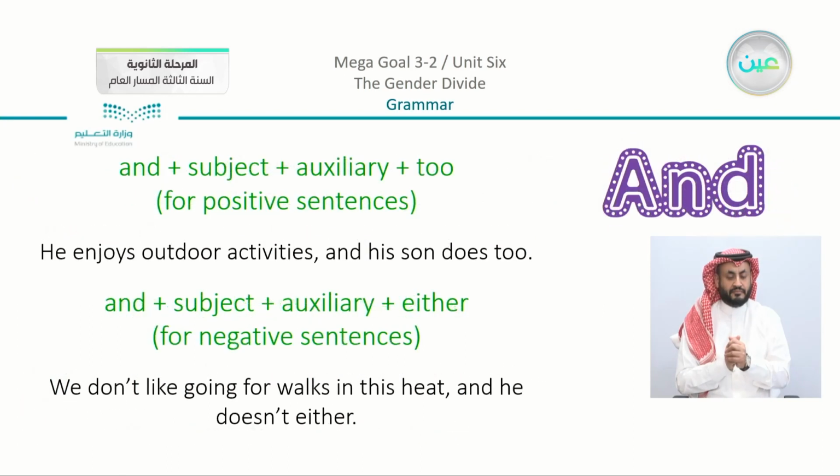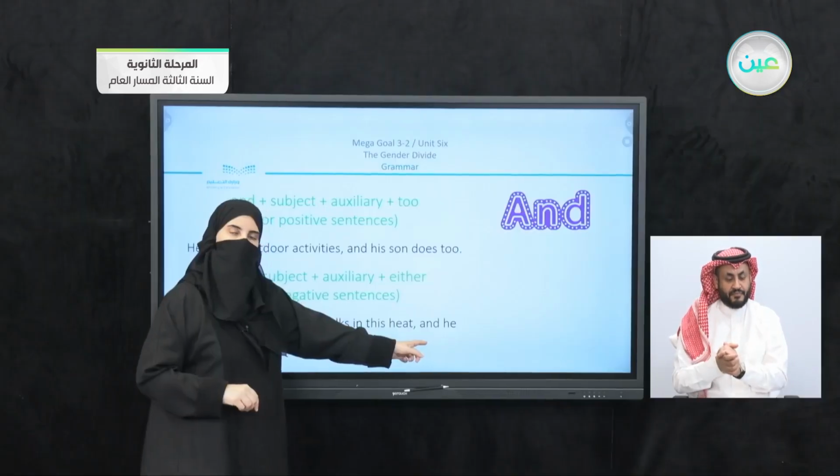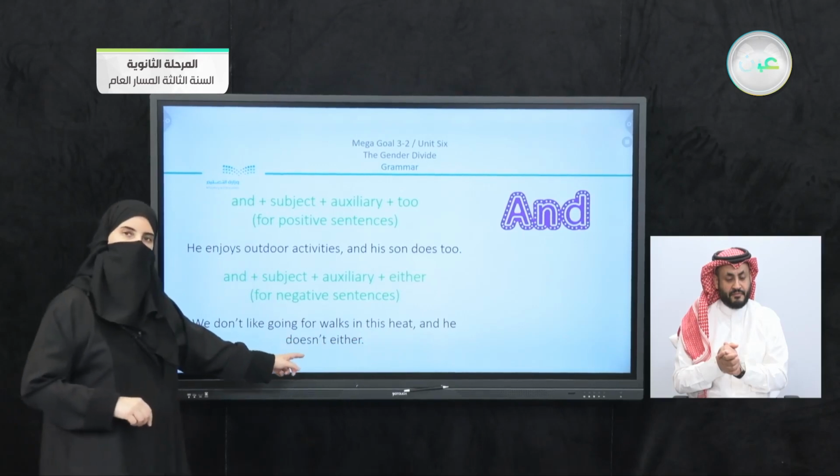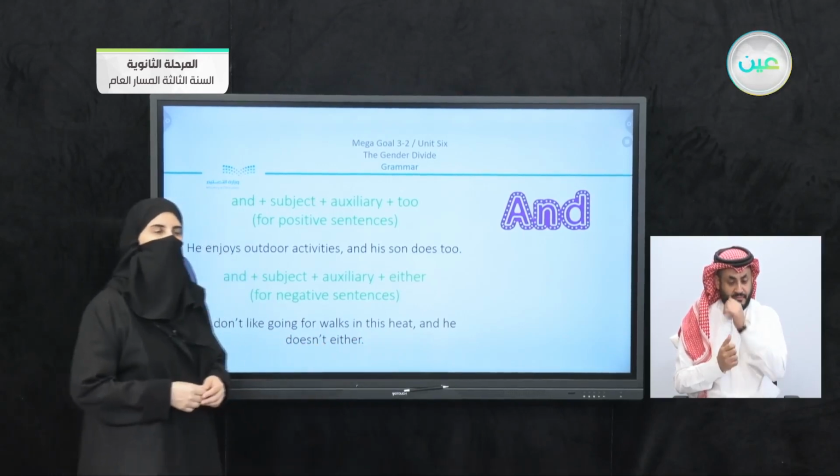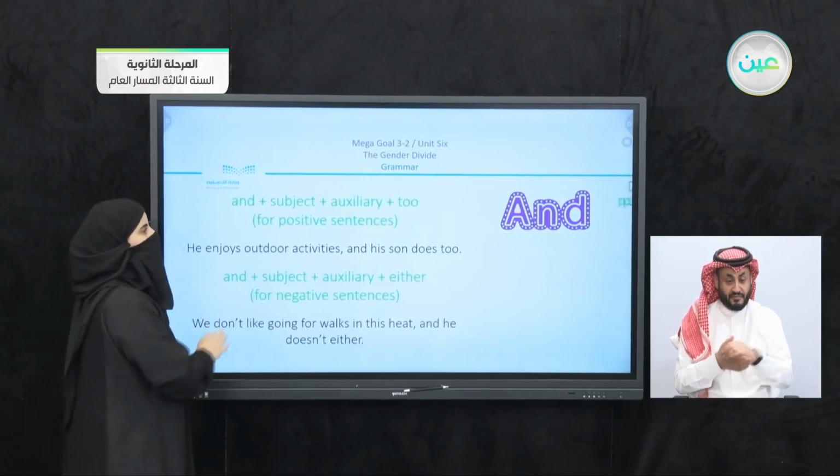Also, we have and. Now, and can be used either for positive sentences, where we can use too, or for negative sentences using either. So let's just read the examples. He enjoys outdoor activities, and his son does too. So this is positive. We have the second sentence. We don't like going for walks in this heat, and he doesn't either. So you can see that we have here the connector and. We have after that doesn't, the auxiliary, and at the very end we have either. So note that we have here a negative.